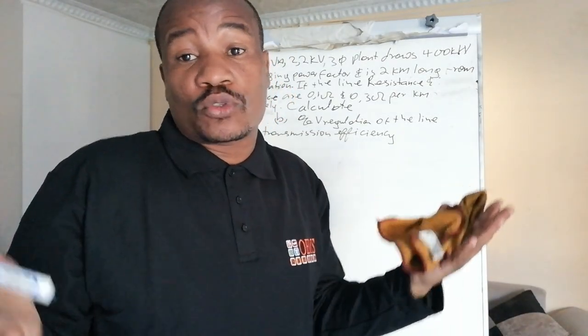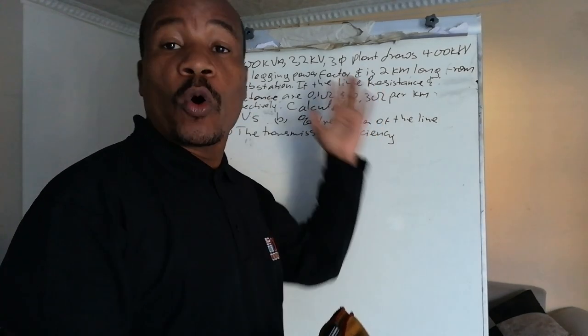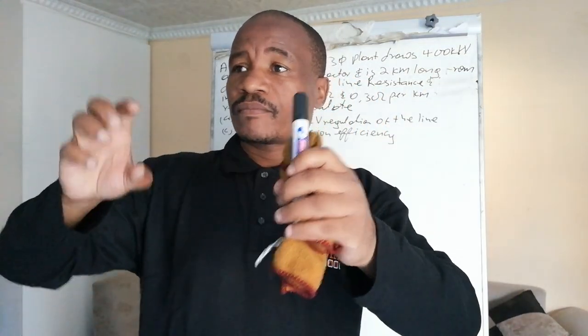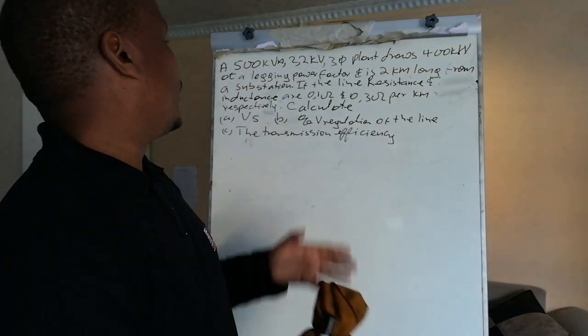Possibly, I'm just assuming, you may find that it is the wooden poles. And why wooden poles? Wooden poles normally are used for short lines for a voltage less than what?